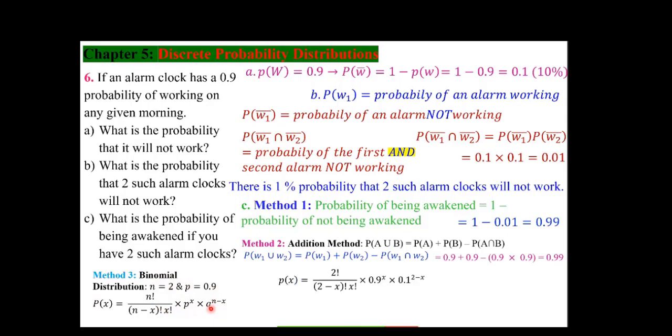Now, we want the probability of what? X larger than or equal to 1. As long as one of them works, we wake up. So probability of X larger than or equal to 1 means probability of X equals 1 plus probability of X equals 2. Instead, 1 minus probability of 0. So replace the X with 0, calculate it, subtract from 1. That would be a tad faster. And when you do that, you get absolutely the same answer. So there are 3 different methods to solve this question.